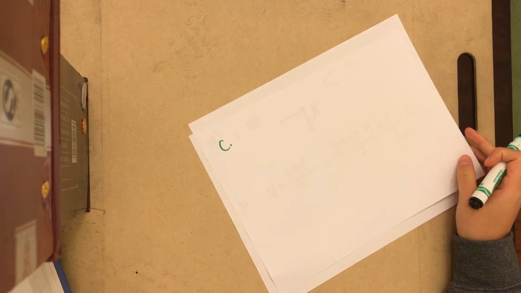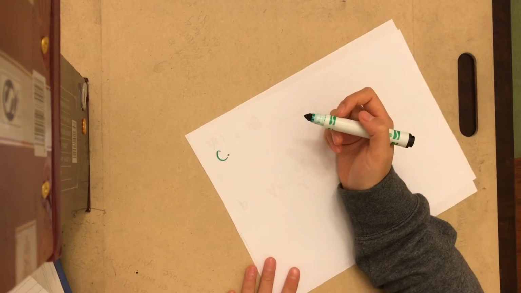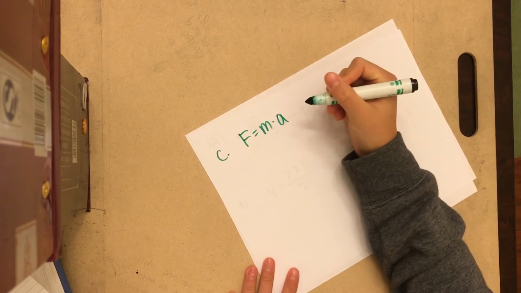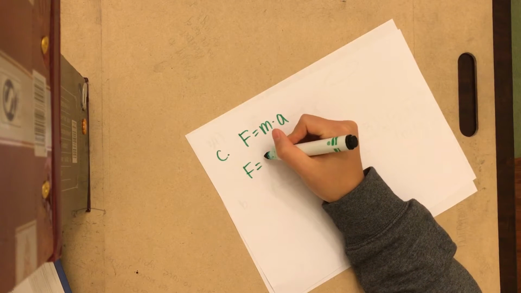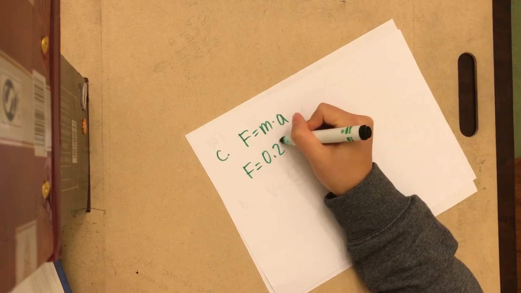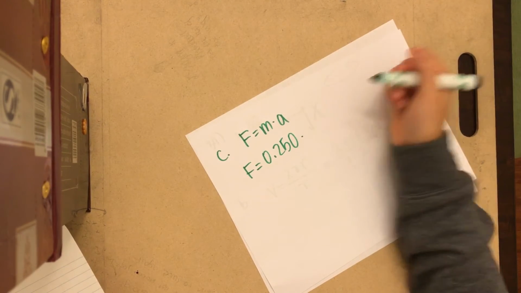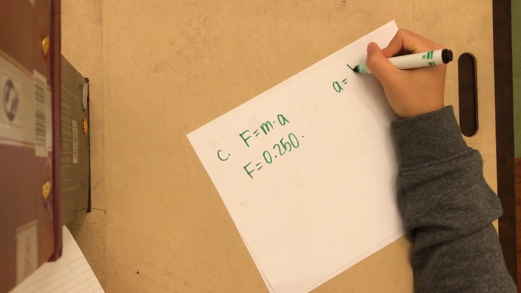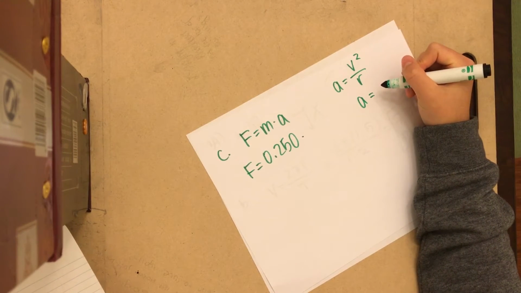In C, we are looking to find the centripetal force that we are exerting onto the ball through the string. So we know that force equals mass times acceleration. And we are given the mass of the ball, which is 0.250, and to find the acceleration next, we can calculate it from the velocity, which will be v squared divided by r.